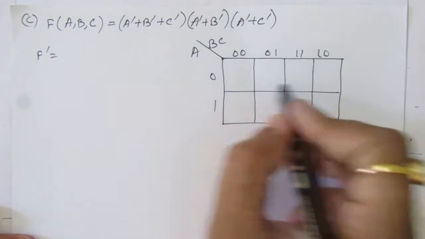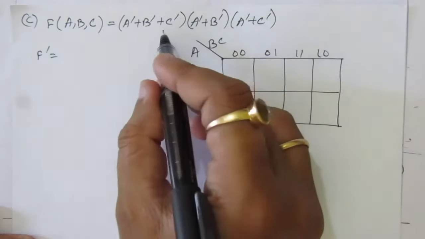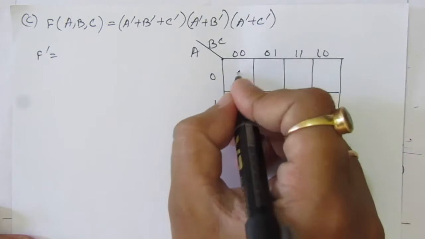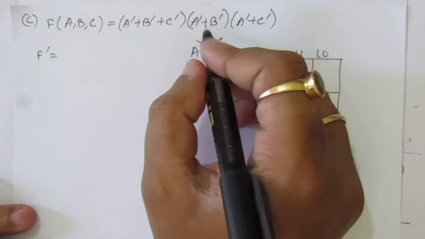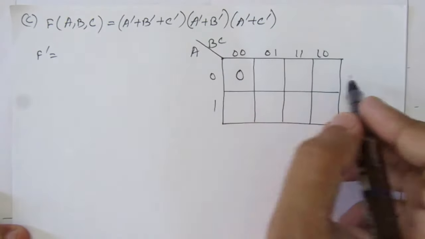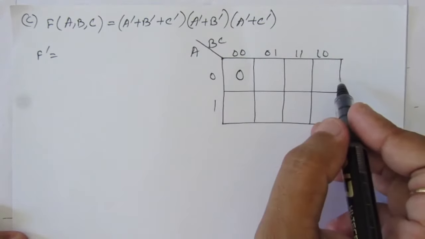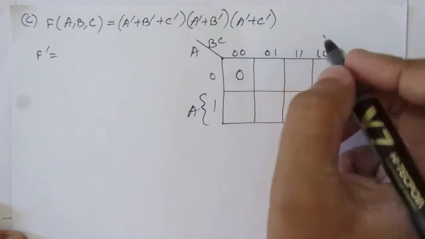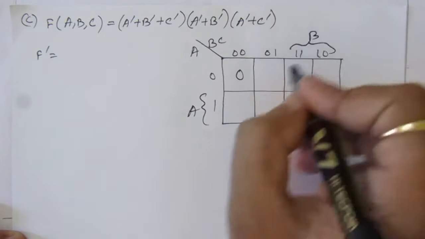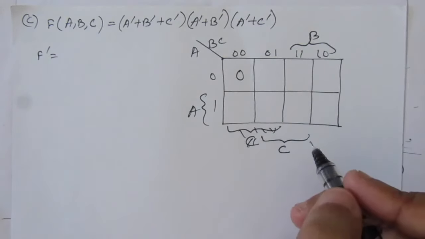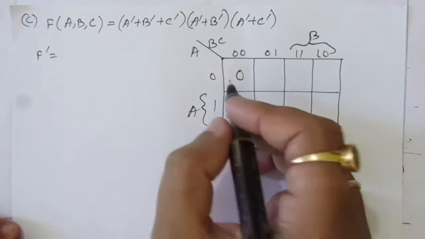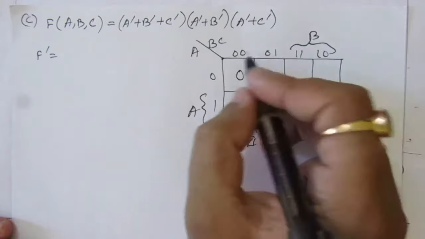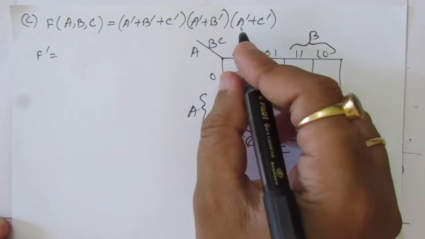A bar is this line. Then we have B bar plus C bar, so B bar, C bar, and this will be 0. Then we have A bar plus B bar. A bar is this row. Let me write down A, this is B, and this portion is C. So A bar plus B bar: A bar is this row and B bar is the first two columns. So we'll put here another 0. Already 0 is there. Then we have A bar plus C bar.